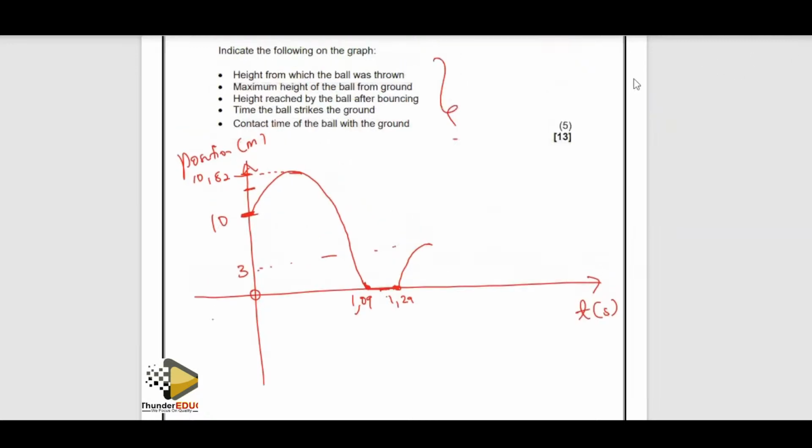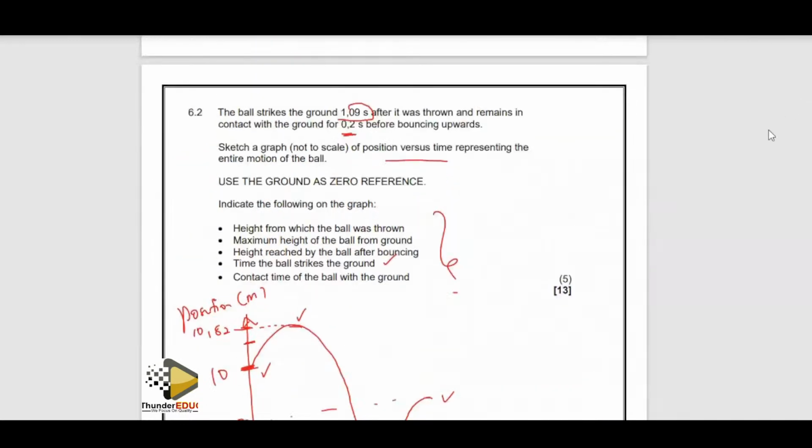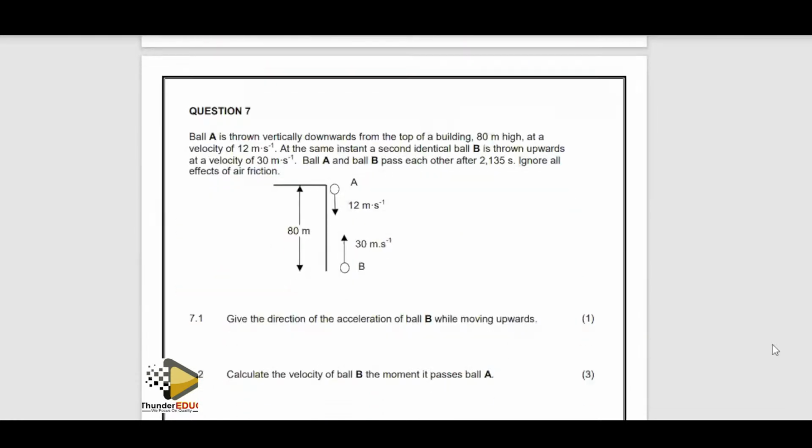As long as you represent the height from which it was thrown, it's a mark. Maximum height reached is a mark. The height reached by the ball after bouncing, the 3 meters, so it's a mark. And then the time it takes to strike the ground, it's a mark. Contact time, it's a mark, because the difference between that will be your 0.2 seconds. Okay guys, that is question number 6.